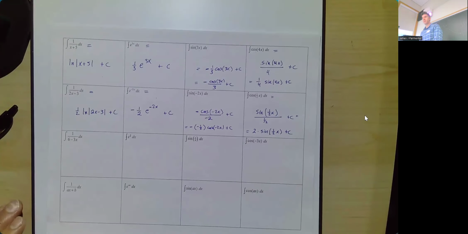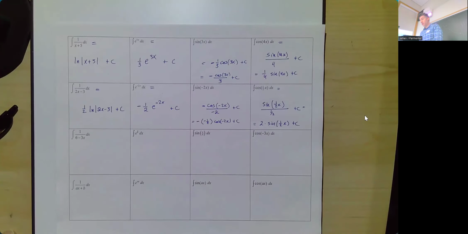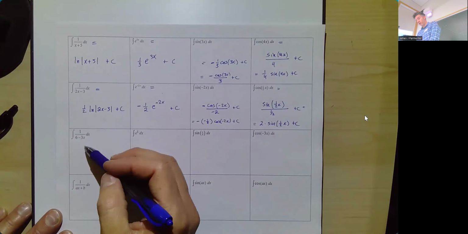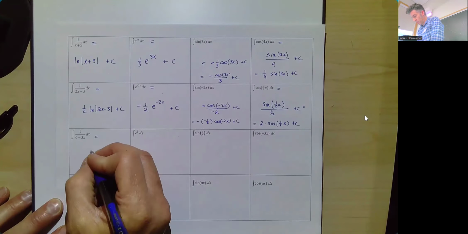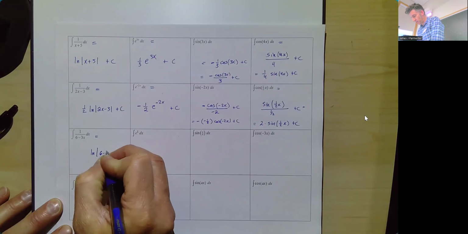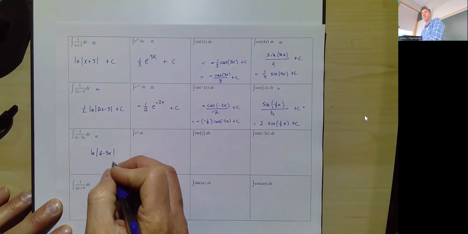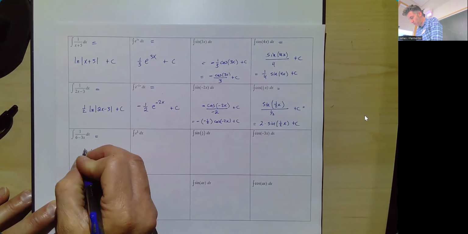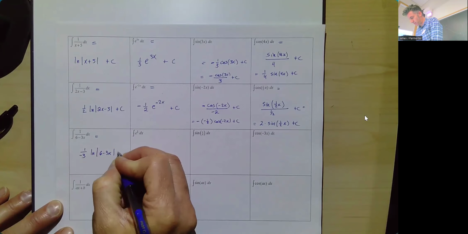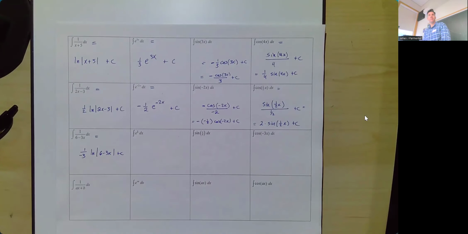Let's see. And we can keep going. So right over here, the integral of 1 over 6 minus 3x is going to be the natural log of the absolute value of 6 minus 3x divided by negative 3, or multiplied by 1 over negative 3. Or really negative 1/3.